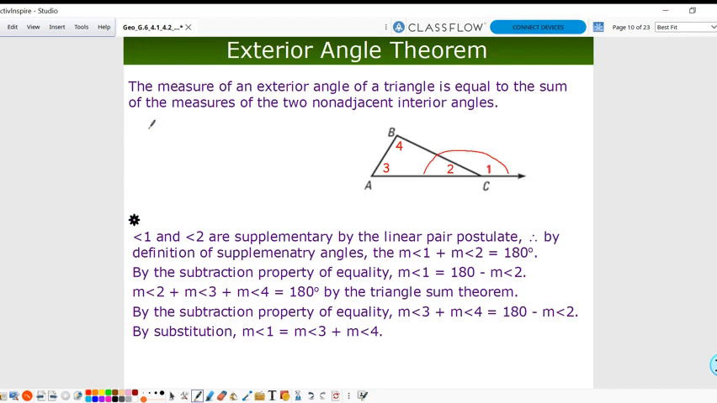So if I said the measure of angle 1 plus the measure of angle 2, that's going to equal the same thing as the measure of angle 2 plus the measure of angle 3 plus the measure of angle 4. If I do some substitution or the subtraction property, subtracting the measure of angle 2, I'll see that angle 1 equals the measure of angle 3 plus the measure of angle 4. You have a paragraph proof to explain that.